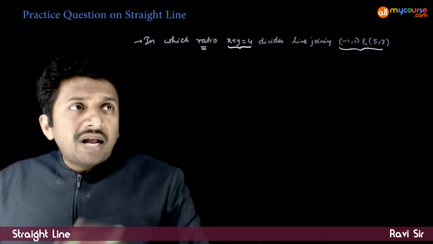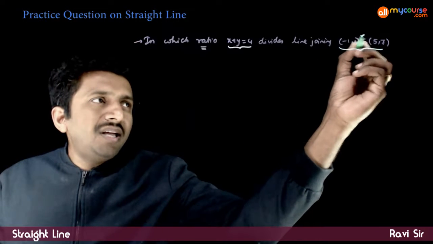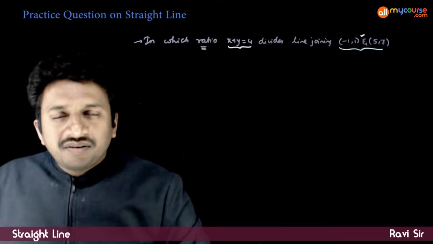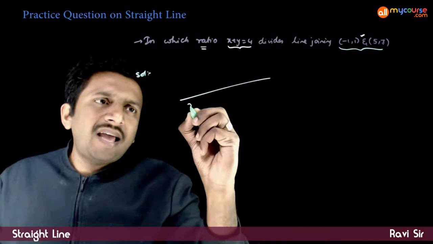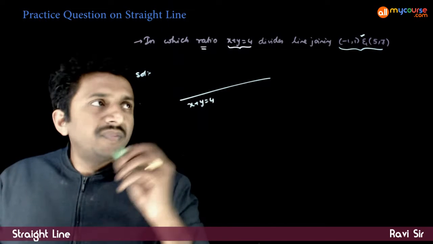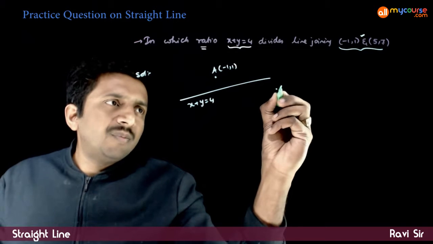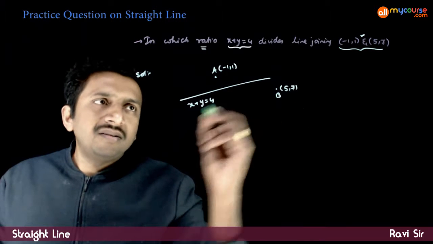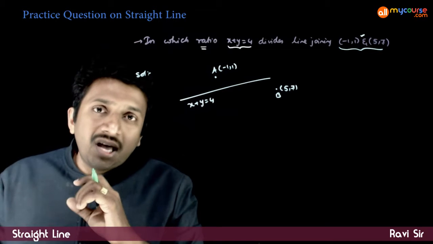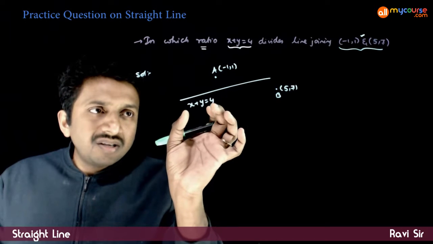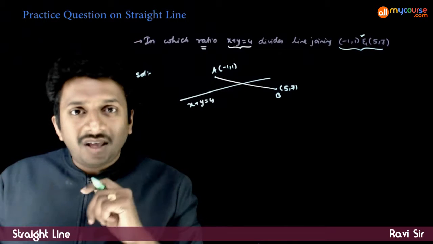In this question, you're asked to find the ratio in which this line divides the line joining -1, 1 and 5, 7. You have a line x plus y is equal to 4, and the point -1, 1 and the point 5, 7. Let us say that the first point is A, the second point is B. Now, I want the ratio in which this line divides the line segment AB.